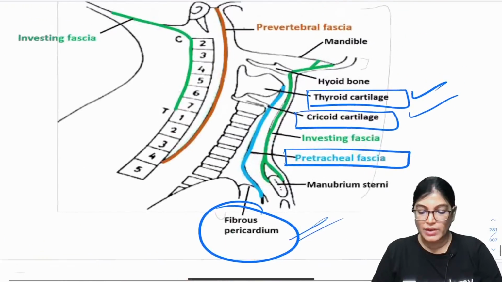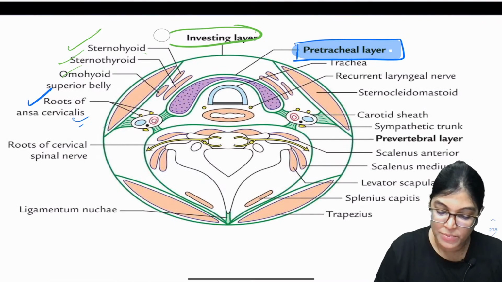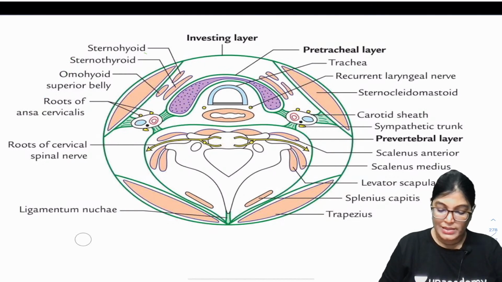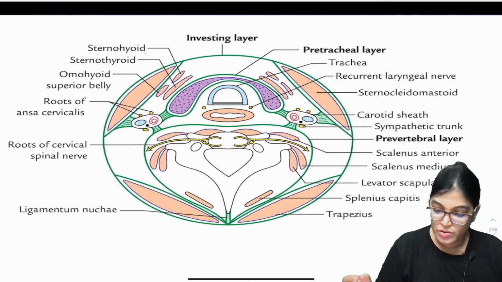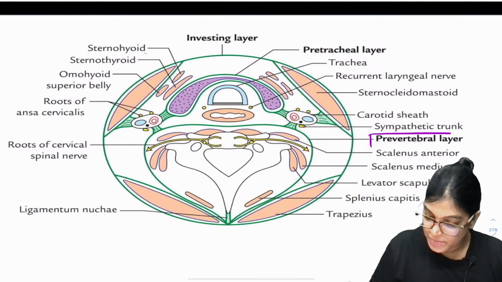So once again I would like to show this diagram to you. Let me now concentrate on which layer? The prevertebral. So I am just rubbing out the other one. Now let us see the prevertebral layer. So in this diagram, yes, this is the prevertebral layer.